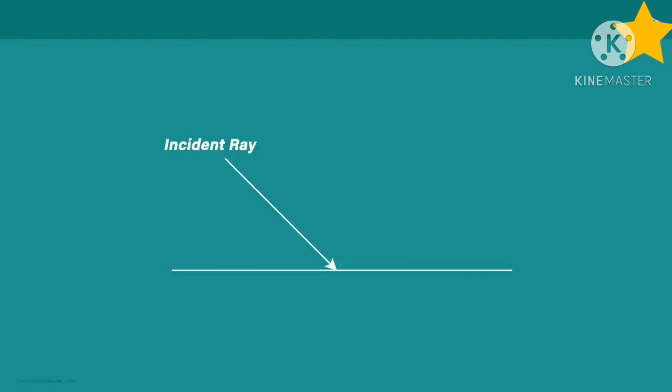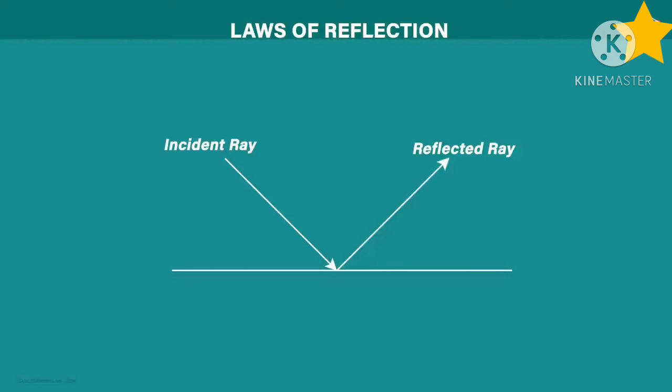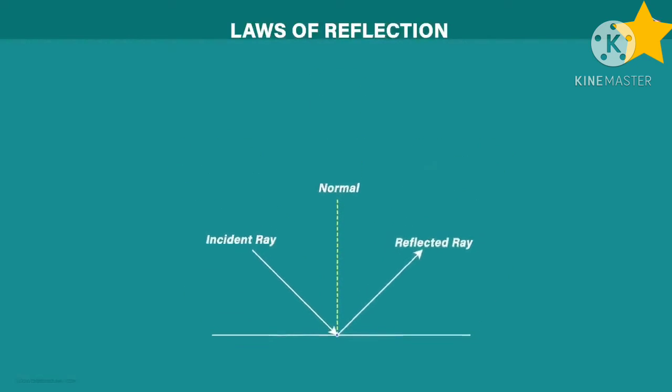We know the surface reflects the light rays. The light rays travel in this direction. Why do they travel in this direction? Why not here and here? This is because the rays of light obey the laws of reflection. When a ray strikes any surface, the perpendicular line drawn at the point of incidence is called the normal.